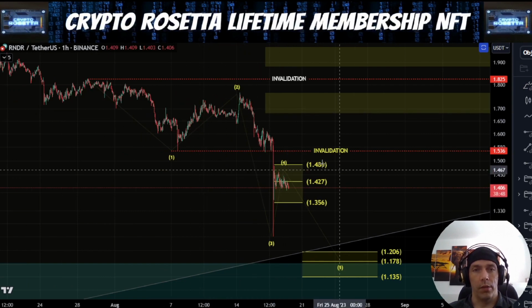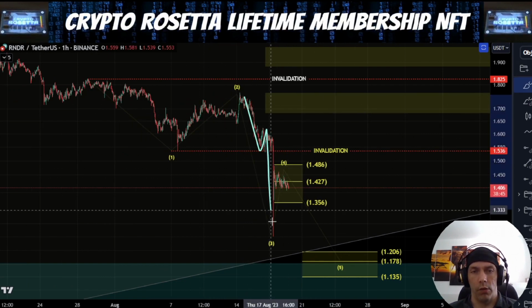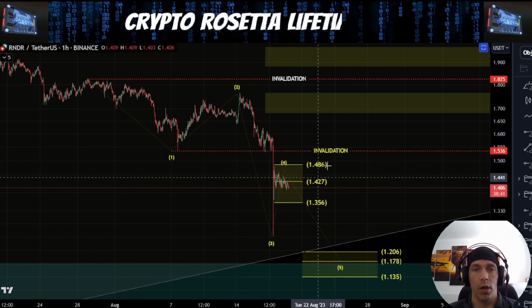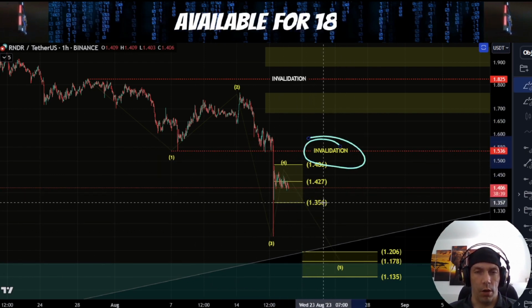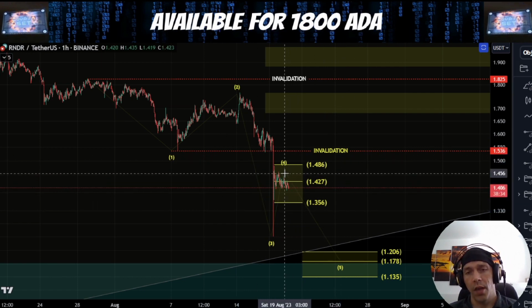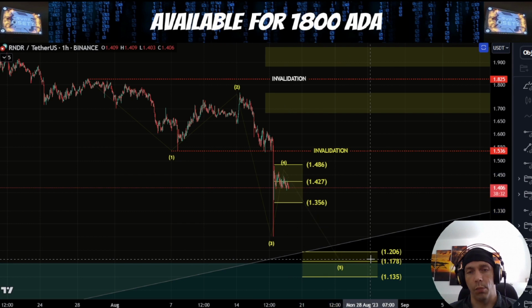The alternative, like I said, would be that within here we have another 1, 2, 1, 2, and then this could look to break down deeper. So at the moment what I'm looking for is to see whether this invalidation area holds. If this does hold and we remain in this yellow fourth wave box, it becomes very likely that we're going to see another push to the downside.